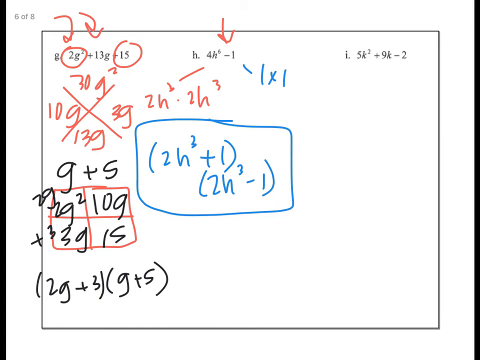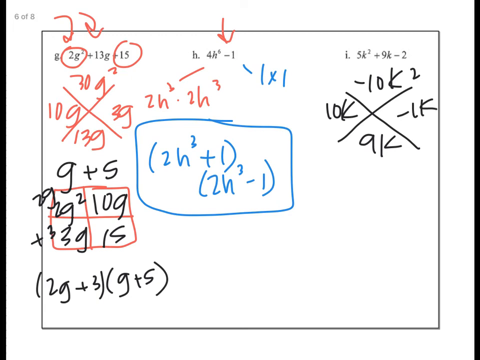All right, last example, 5k squared plus 9k minus 2. Let's set up our diamond, negative 10k squared, and then we have a 9k there. So what can multiply to give you negative 10k squared but add to give you 9k? That'd have to be 10k and negative 1k. Then I would set up my box. So I'd have 5k squared, negative 2, negative 1k, and 10k.